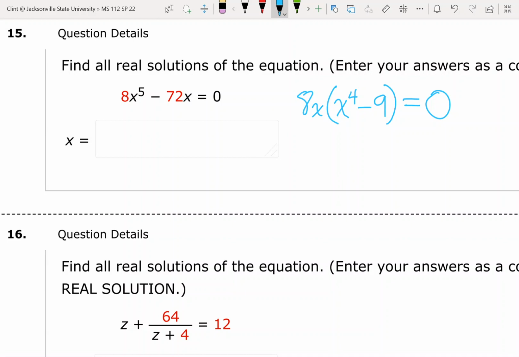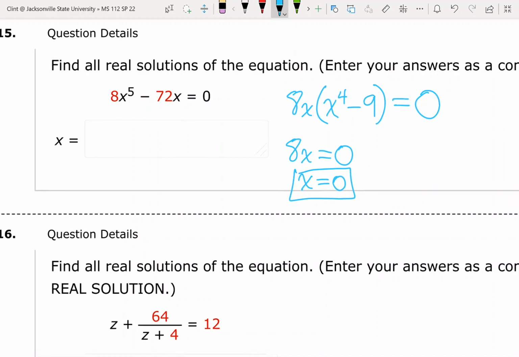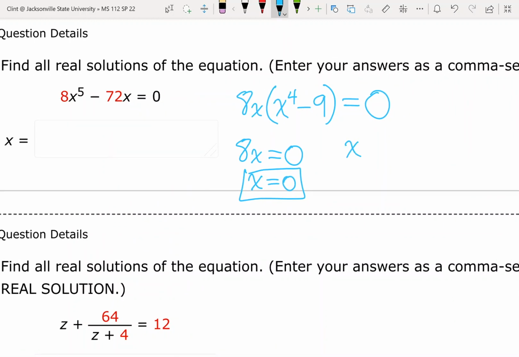So another way you can attack it is we can split it up right here. And we can say 8x equals 0. We divide both sides by 8. That gives us x equals 0. For the other one, we can add 9 to both sides and take the 4th root. Take the 4th root. So x would be plus or minus, because it's an even index, 4th root of 9. 4th root of 9 doesn't come out even, so that's fine.